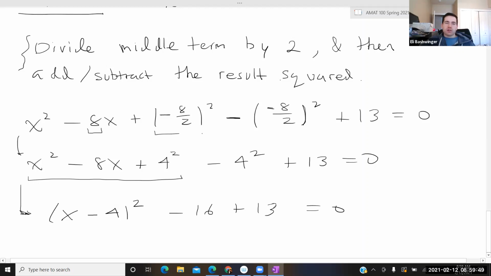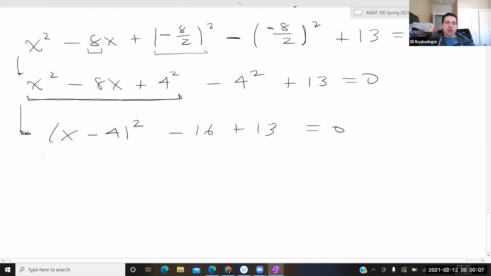I just simplified this piece right here. And then to go to the next line, I just factored this part and the square that's bracketed off right here. When you factor that, it's just x minus 4 squared. And then I can simplify this a little bit further. So if you add these together, you get negative 3 equals 0.